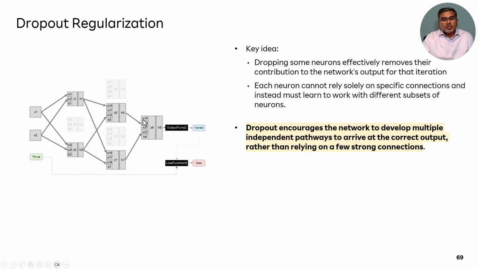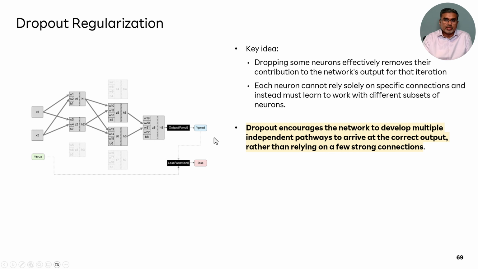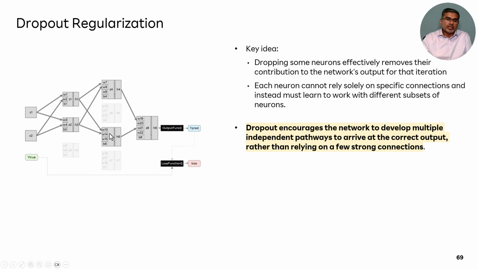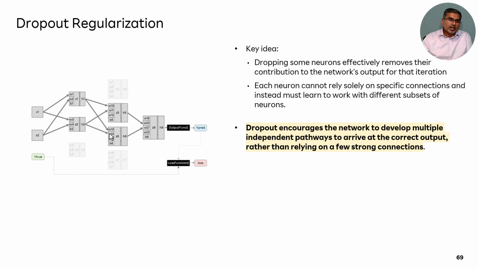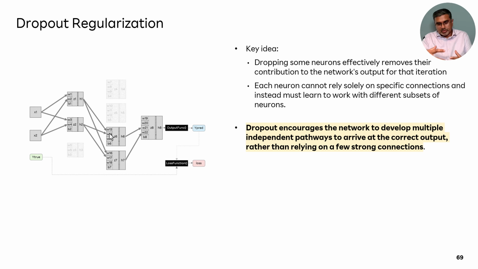Why is it done? It is done because you want to encourage the neural network to develop alternate paths to make predictions, which is very useful because when you have a very dense, complex network, you definitely want the neural network to figure out different ways to stitch the patterns together through different neurons to make the prediction.